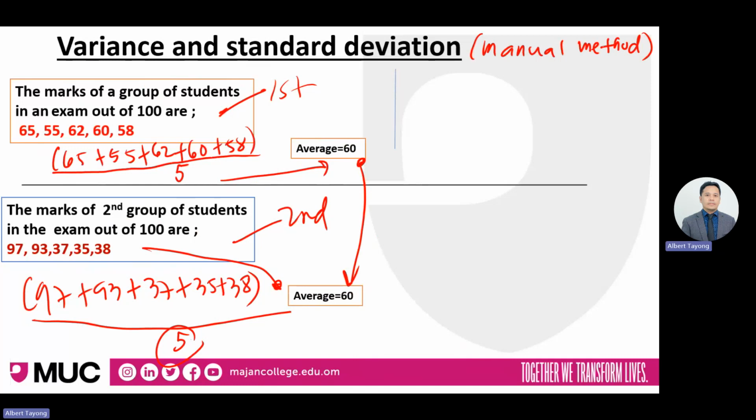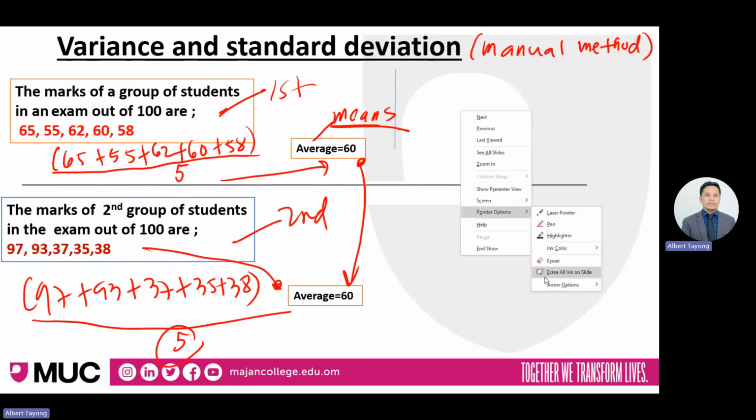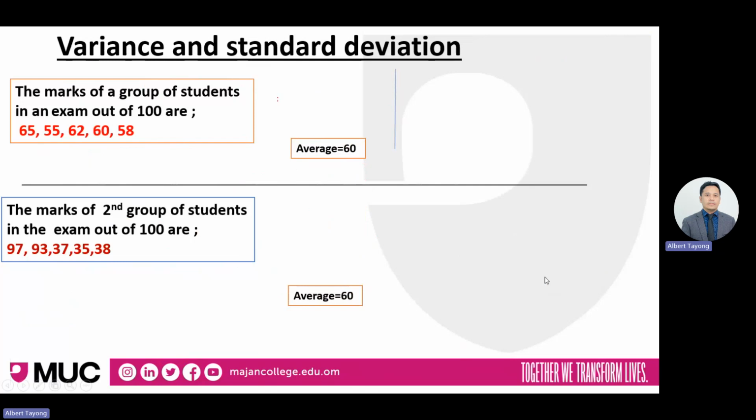But it doesn't mean that if the means or the averages are equal, they will also have equal variance and standard deviation. No. Please take note that the variance and standard deviation are not necessarily equal if the means are equal. Okay, so let's look at the manual method first.